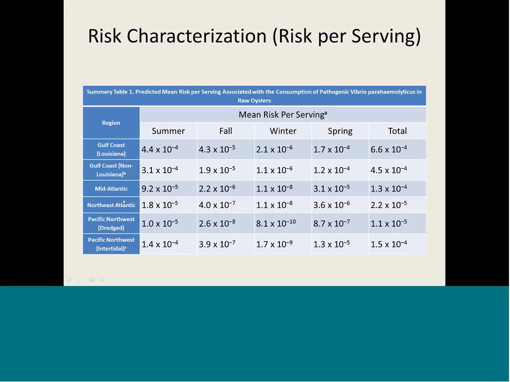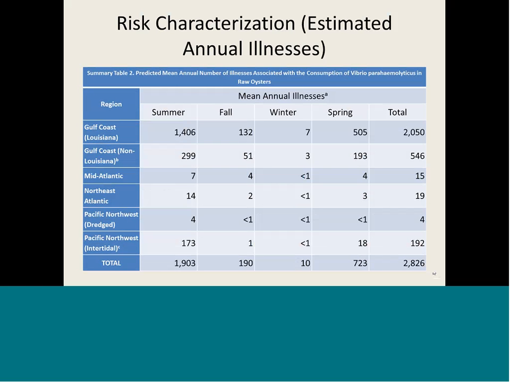If we go down to the Mid-Atlantic and take a look at 10,000 oyster eaters, about 1 will get sick. So there are different probabilities of illness depending on where the oysters come from and the time of year that you eat them. And this enables risk managers then to make decisions regionally and seasonally.